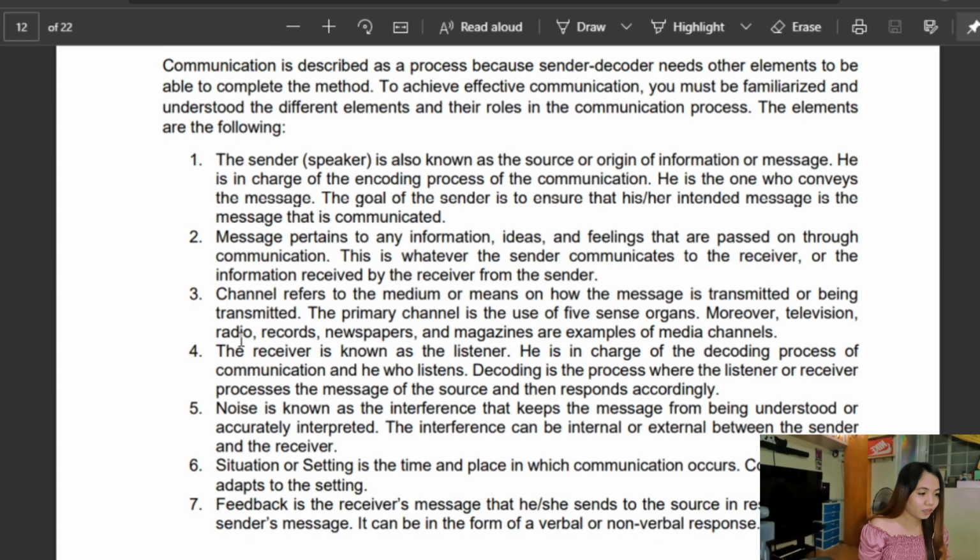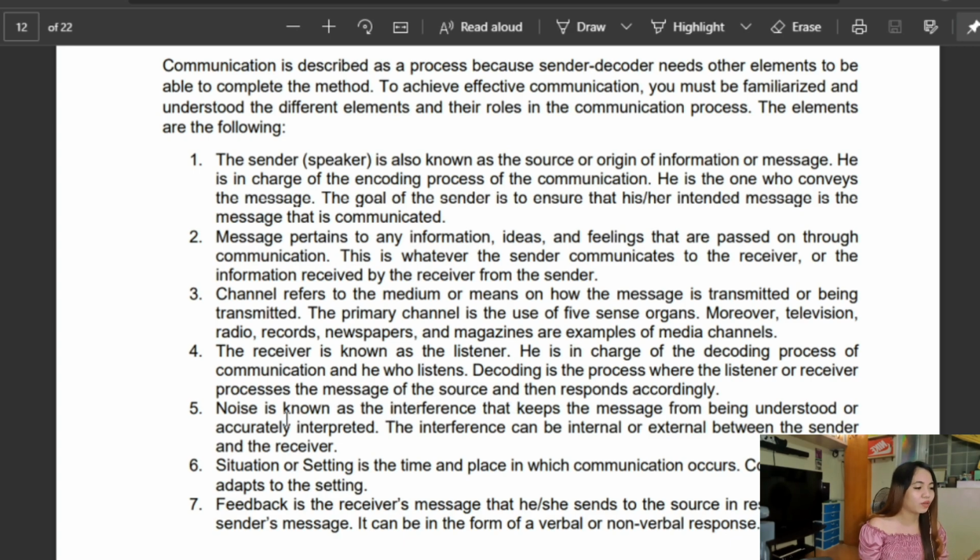Next one is the receiver. The receiver is also known as the listener. He is in charge of decoding in the process of communication, and he is the one who listens. This is the person who is the target of the information, or the target of the sender.